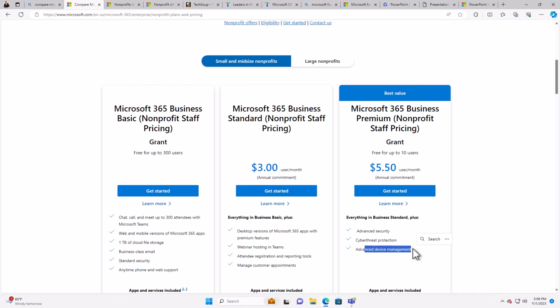If you need an 11th user, that means you have to pay $5.50 per user additionally. While for Business Standard, you can only get it for $3 per user per month. And if I compare this with a small business plan, you will see the discounts that Microsoft is giving there.